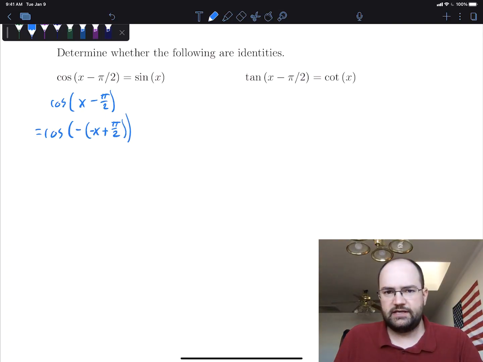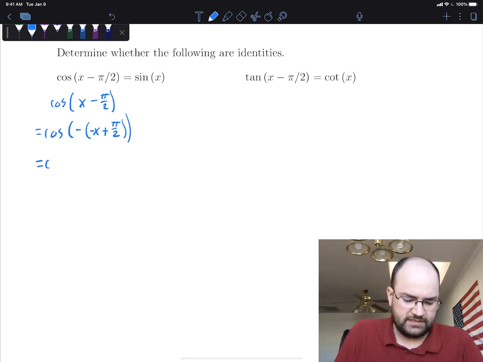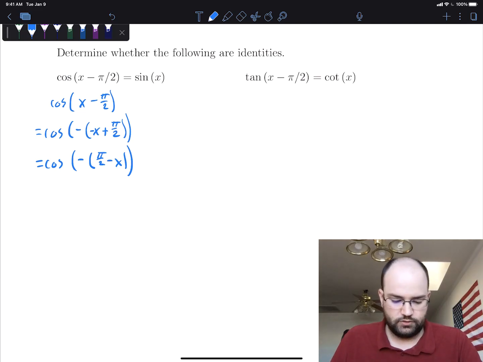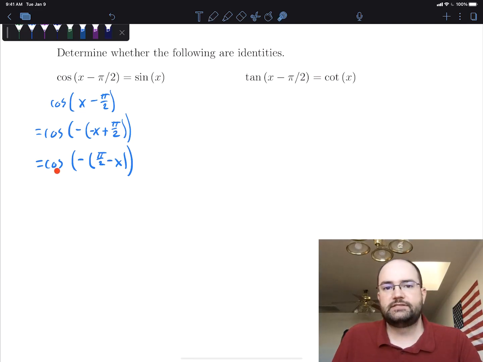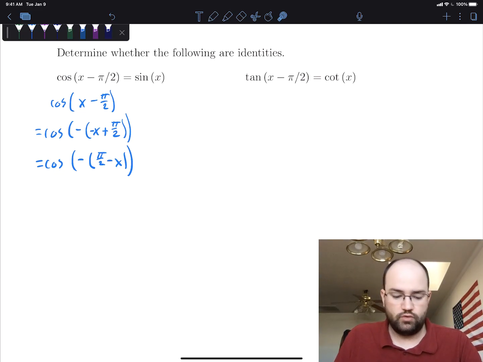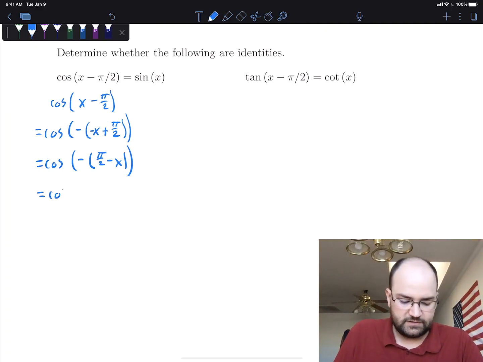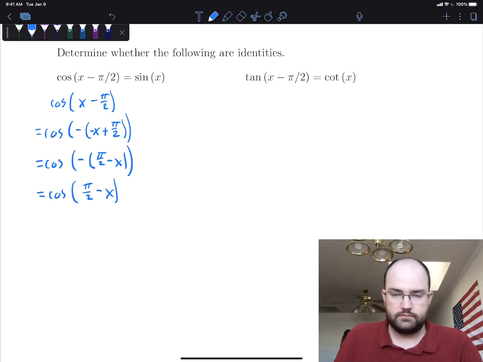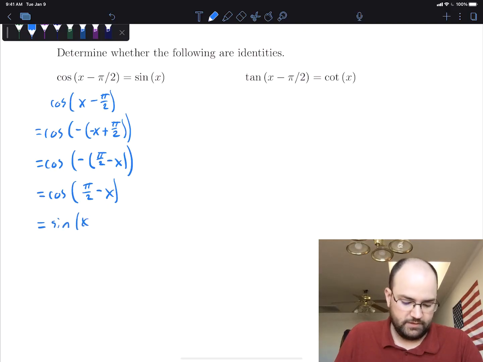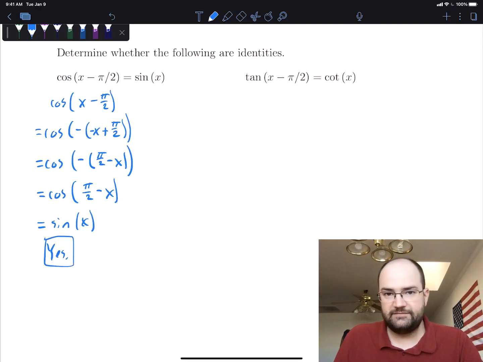But because we don't like seeing that in that order, let's flip those around. And that's going to make this cosine of negative, and then parentheses, pi over 2 minus x. Good. But remember, cosine is an even function, so this negative can just go away. And this is going to give us the cosine of pi over 2 minus x. But notice that is the cofunction identity between cosine and sine, so that means this is going to give me sine of x. And so the answer here is yes, this is in fact an identity.